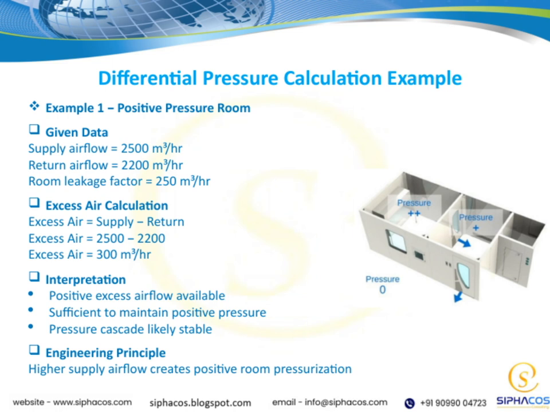That gives us 300 cubic meters per hour. This positive excess airflow means the room can maintain a positive pressure, keeping the pressure cascade stable. The engineering principle here is clear. Higher supply airflow creates that positive pressurization we need.